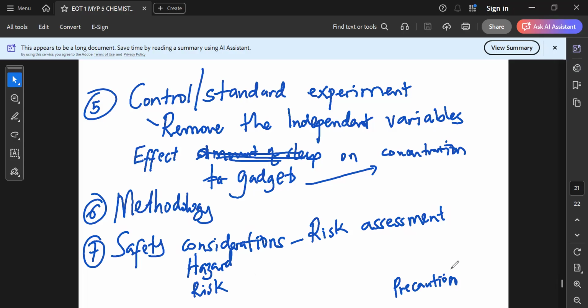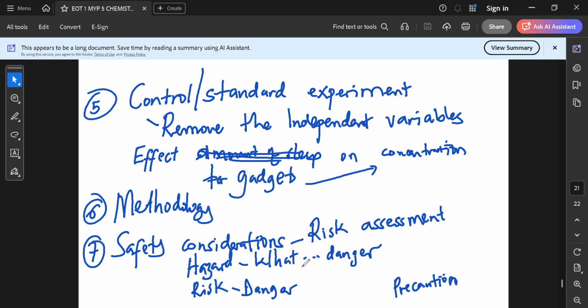In each experiment, think about what can cause danger. In our previous experiment on the effect of temperature on diffusion, of course, you're using hot water. Now the hot water becomes a hazard. Then the risk: risk means the danger caused. What can the hot water do? It can burn you. Then finally, how do you minimize it? How do you avoid it? How do you control it?